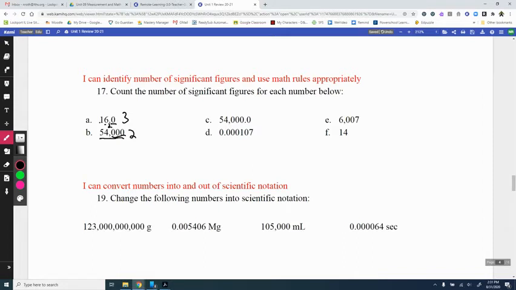Next one, it looks like the same number, right? But that decimal is very important. That decimal makes all of these trailing zeros significant now. So we have 1, 2, 3, 4, 5, 6 sig figs. Next one, all of these zeros are leading zeros, which means they're not significant. That zero is a sandwich zero, which means it is significant. So this has 3. Next one, those zeros are sandwiched, so they are significant. That's 4. Next one doesn't even have any zeros, so that's nice and easy. 2.